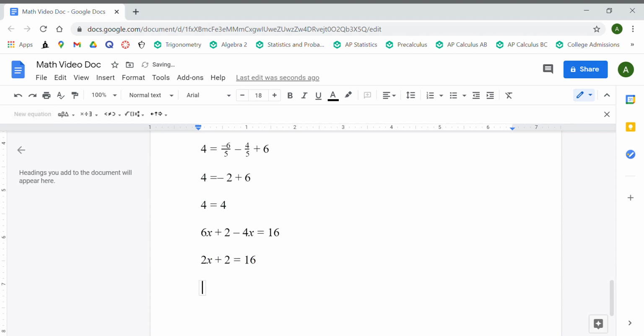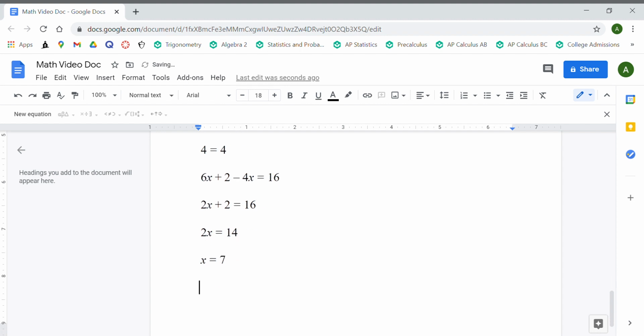We're going to subtract 2 on both sides. 2x equals 14. Divide by 2 on both sides, we get x equals 7. Alright. Checking. Just gotta enjoy the checking, don't we? Substitute 7 in for x because that is our solution.